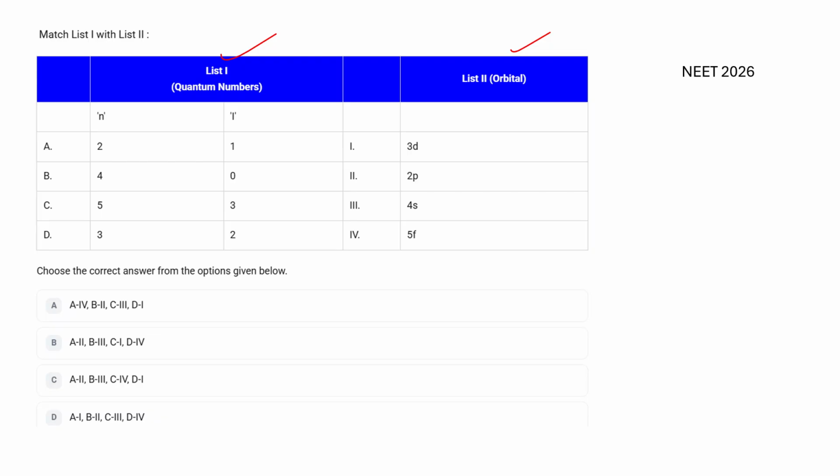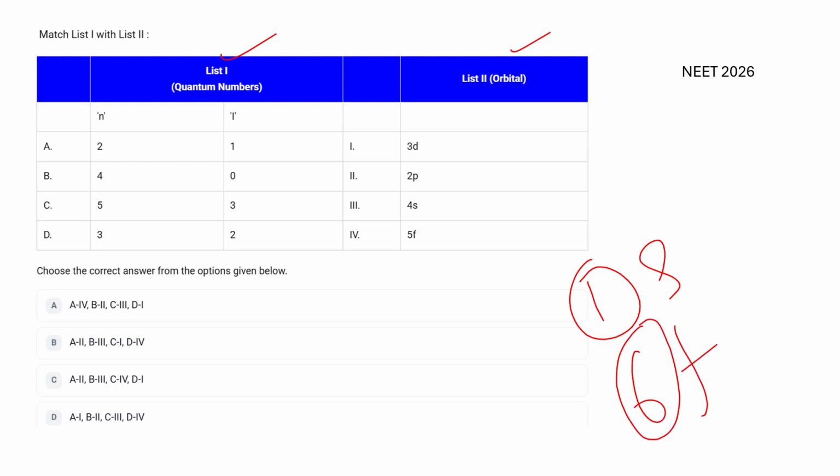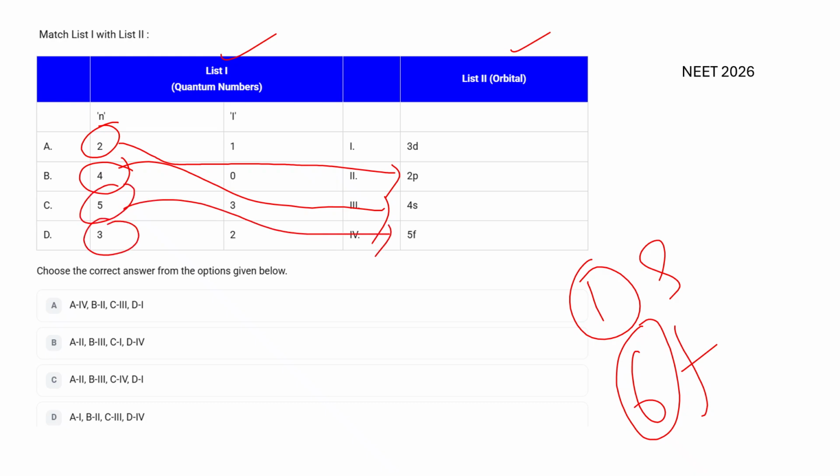Okay. Finding the principal quantum number is very easy. For a 1s orbital, the principal quantum number is 1. For a 6f orbital, the principal quantum number is 6. The number before the s, p, d, f orbital is called the principal quantum number. If your value of n is 2, it is supposed to be 2s or 2p. So 2 corresponds to 2p, 4 corresponds to 4s, 5 corresponds to 5f, and 3 corresponds to 3d.